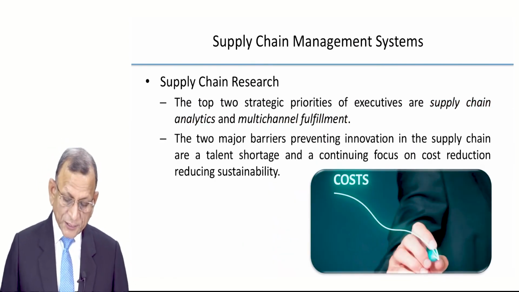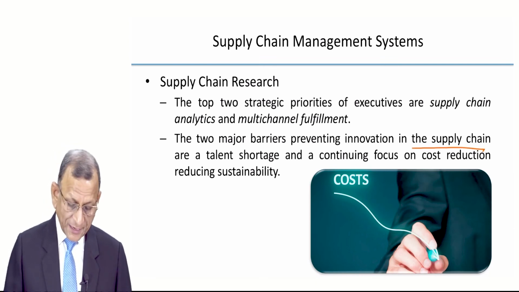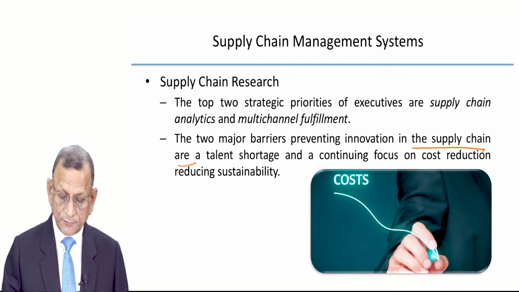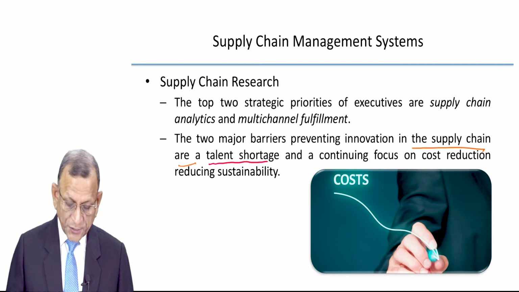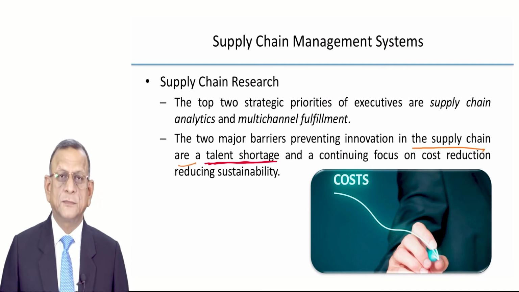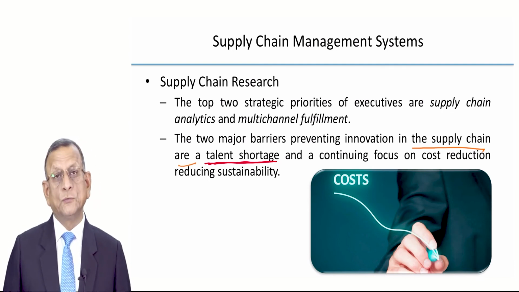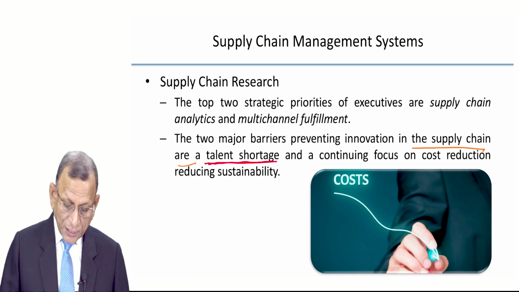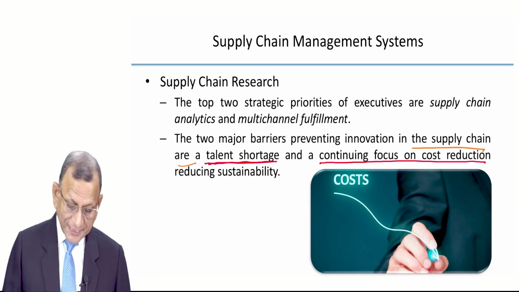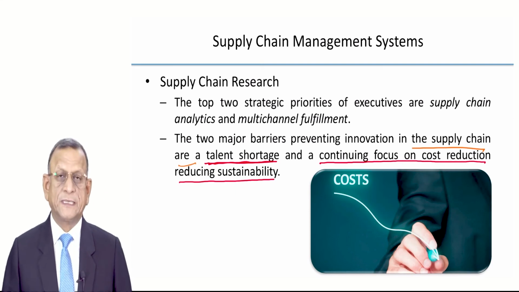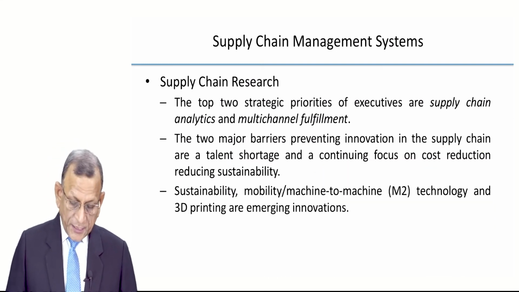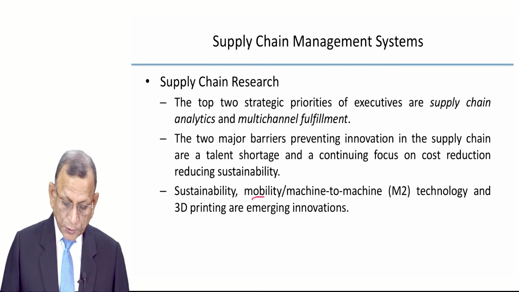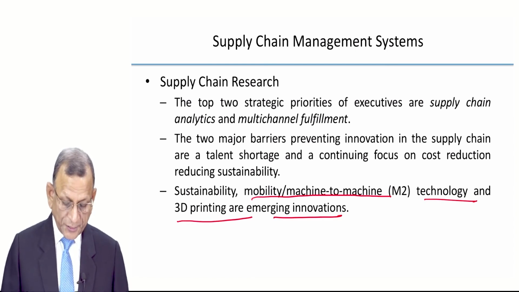The 2 major barriers preventing innovation in the supply chain are, 1 is the talent shortage. We don't have adequate trained human resource. It's a good opportunity for each one of us to work in this area. And continuing focus on the cost reduction. Okay? Sustainability, mobility, machine to machine technology, and 3D printing are emerging innovations.